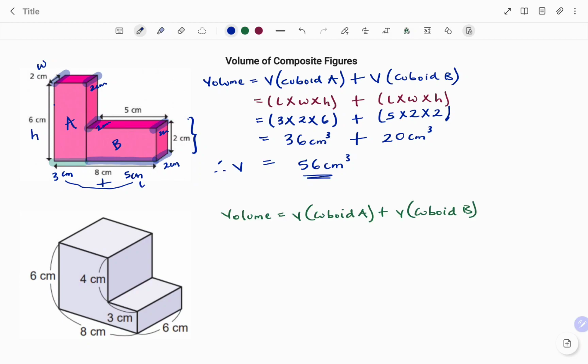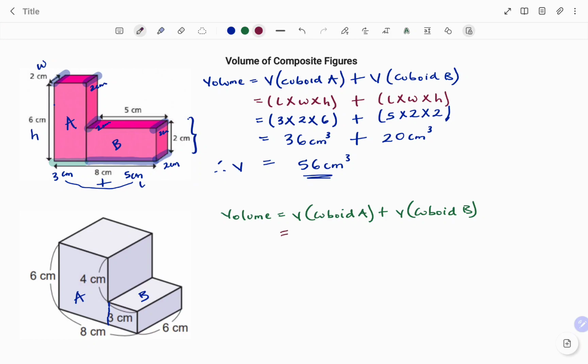My first step is to break down my shape into two recognizable 3D shapes. If I look at the diagram given and I break the block as shown, then I'm going to have my first cuboid A and the second one B. The next step, I need to find all my dimensions.